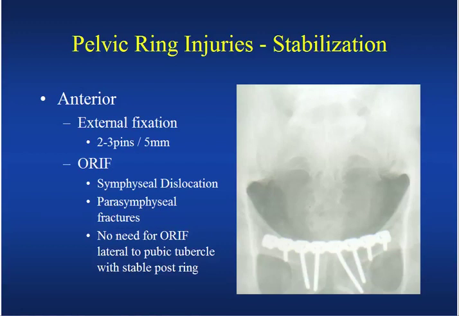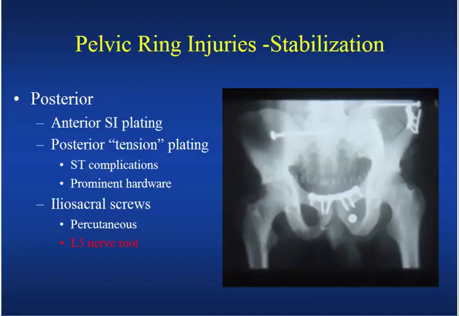You do not need to do an ORIF lateral to the pubic tubercle if the posterior pelvic ring is stable. Posterior stabilization of pelvic ring injuries: anterior SI plating can be performed, or posterior tension band type plating. That has been shown to be associated with significant soft tissue complications and prominent hardware.